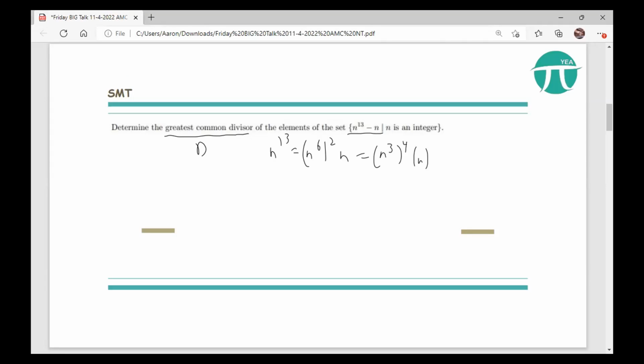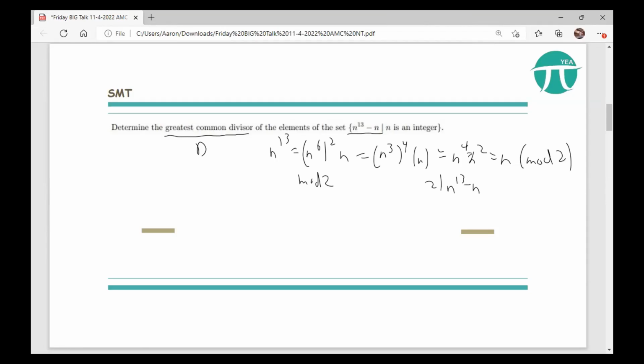And of course, you can do mod 2. Then this all disappears to just n to the 4th, because n squared and n cubed and n are all congruent to themselves mod 2. And so this is just congruent to n squared, which is congruent to n mod 2. So 2 divides n to the 13 minus n.